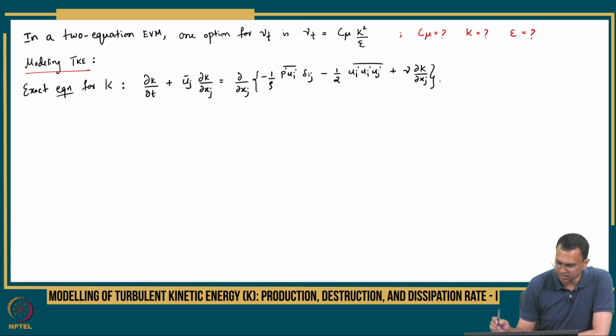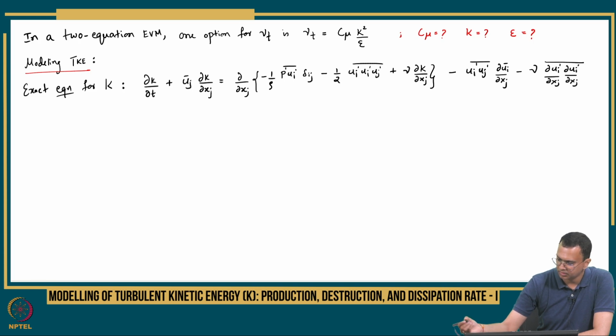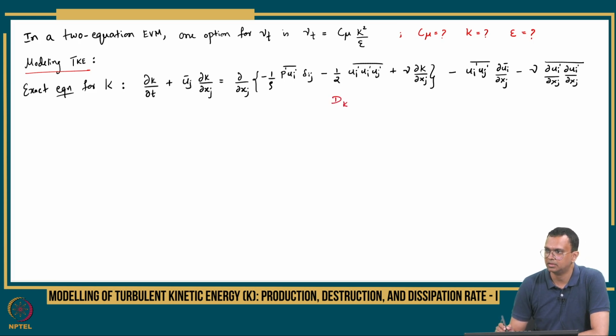Okay, this is the exact equation I am writing, and then the production rate, which is minus ui prime uj prime over bar dou ui bar by dou xj, minus the dissipation rate, which is mu dou ui prime by dou xj dou ui prime by dou xj, the square term. Okay, so this is your dissipation rate. So I can symbolically write this as Dk, the diffusion rate term for the turbulence kinetic energy, and this is your Pk, this is epsilon. Symbolically one can write the transport equation like this, with the three particular terms.